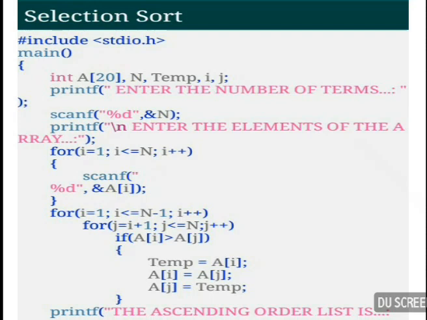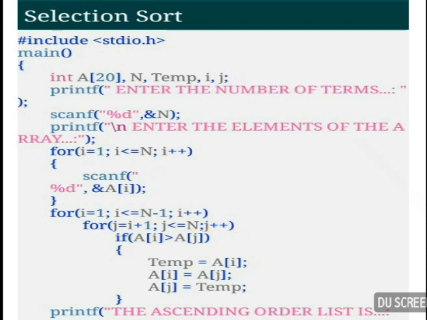First of all, we have to follow a for loop. In this, i starts from 1 to n minus 1, and i increases by 1. And another for loop starts with j. J is equal to i plus 1, meaning j starts from the next value after i. Then j is less than or equal to n and j is incremented by 1.